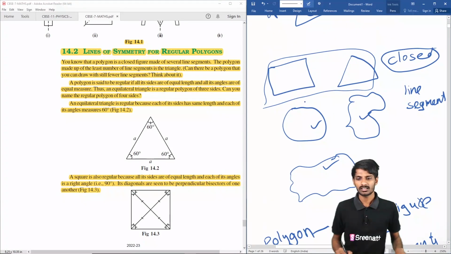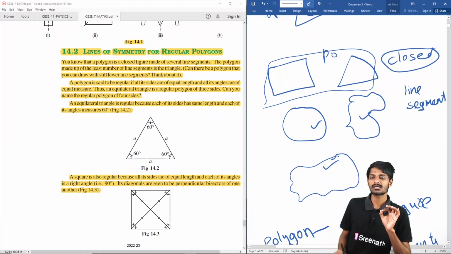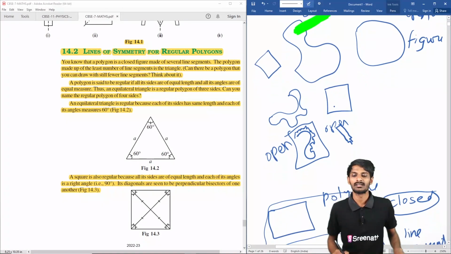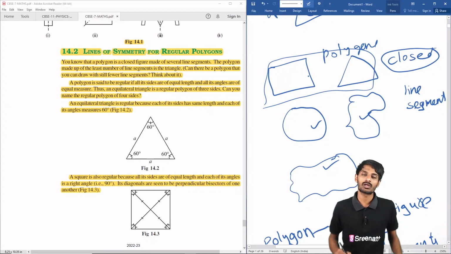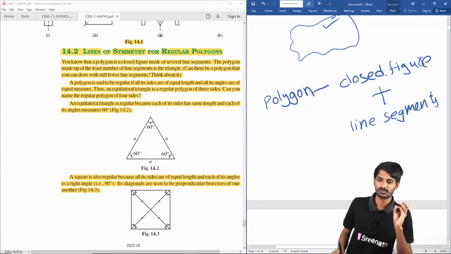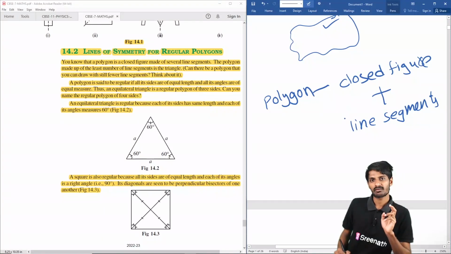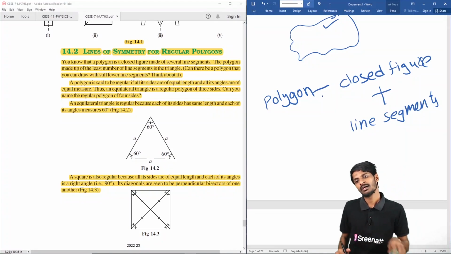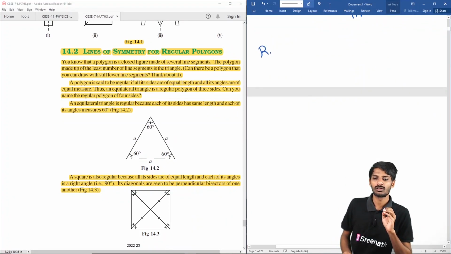You see, all these are closed figures, I agree, but all these are not polygons. These two are polygons and these three are only closed figures. So a polygon must be a closed figure, and in addition, its boundaries are formed by line segments. Then it is called a polygon, students. Hope you understand clearly about polygons. Okay, now we will move further, coming to the point called regular polygon. There is another definition you have to learn, that is regular polygon.